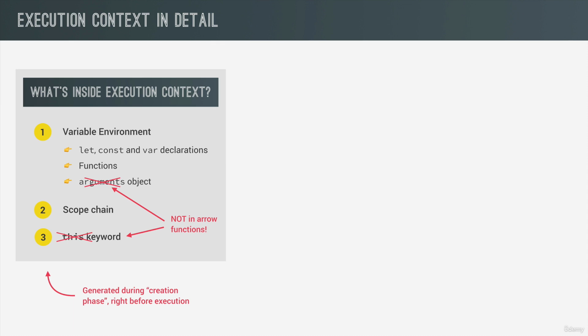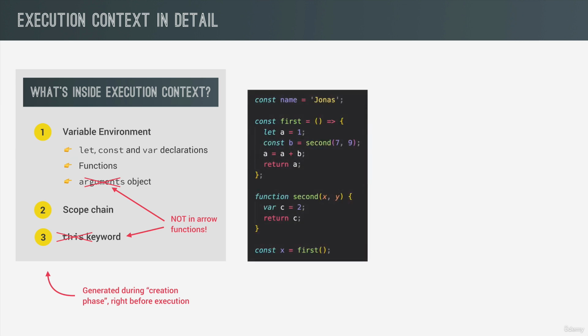And this is an extremely important detail to remember about arrow functions, and we will come back to it later. So these are the things that are necessary to run each function, as well as the code in the top level. Now, behind the scenes, it's actually even more complex, but I think we're fine like this, aren't we? And now let's actually try to simulate the creation phase for this code example here.